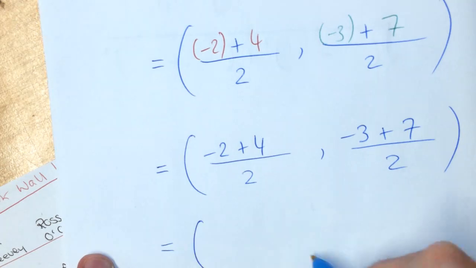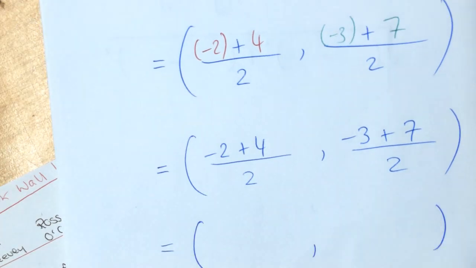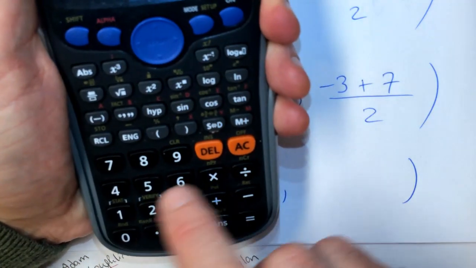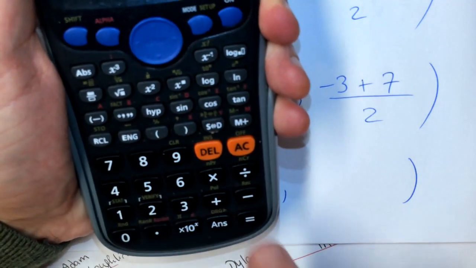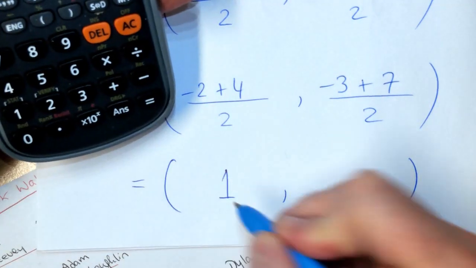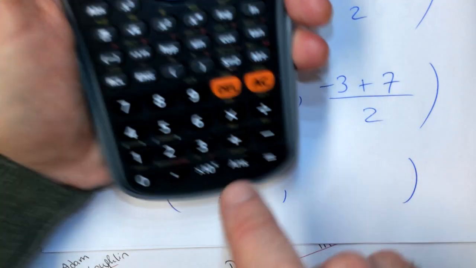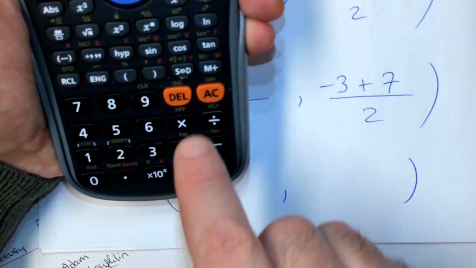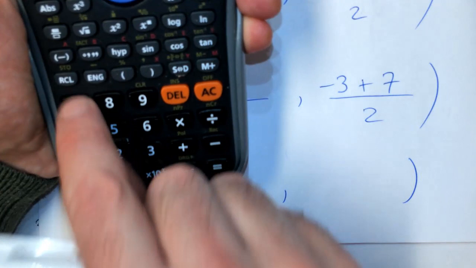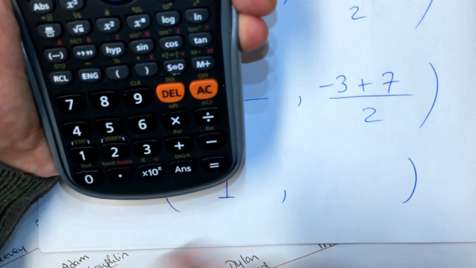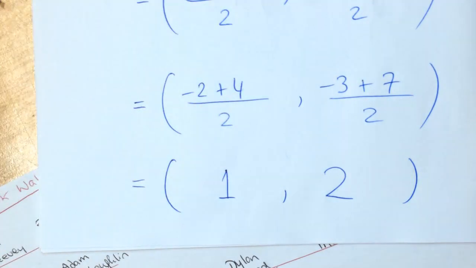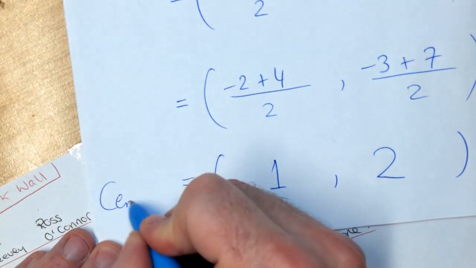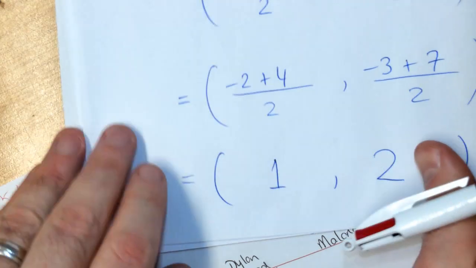Just to use the calculator and see the power of it, -2 plus 4 divided by 2, and you're going to get an answer of 1. And for the y-coordinate, -3 plus 7 divided by 2, again that's a straightforward 2. So there is your center of the circle. The center is (1, 2), and that's part 1.